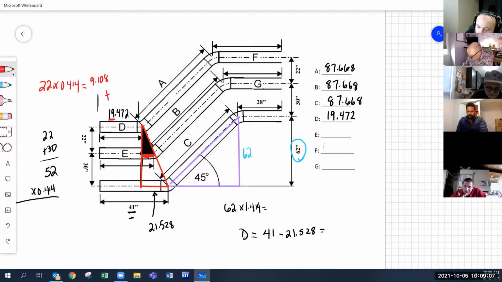So that was, sorry, I punched in some wrong numbers. Plus 19.472. So E is equal to 28.58.